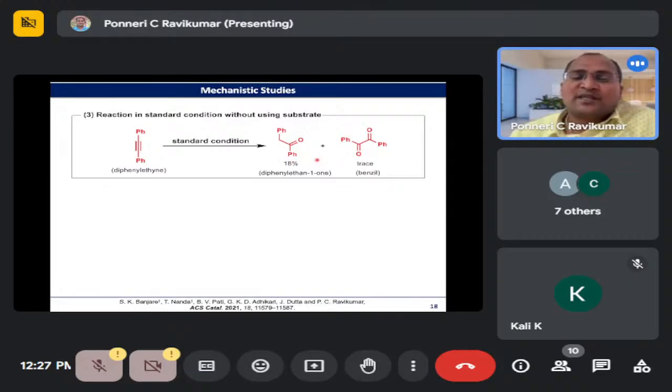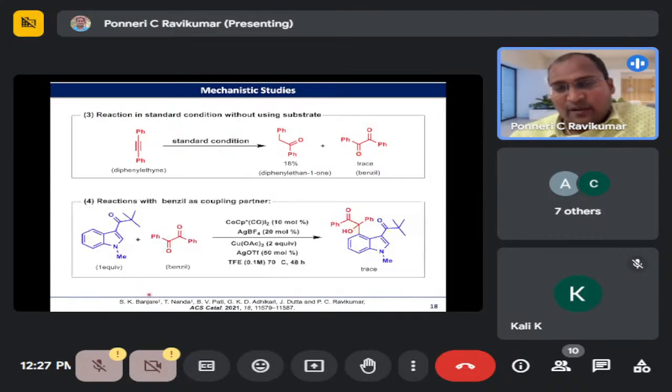So we decided to check whether these are the actual coupling partners. So we thought that maybe this diketone could be the coupling partner.